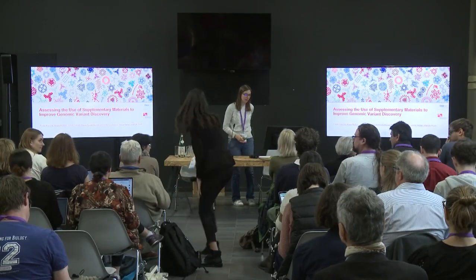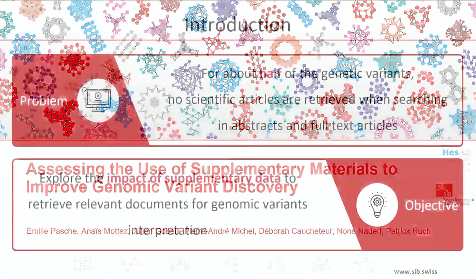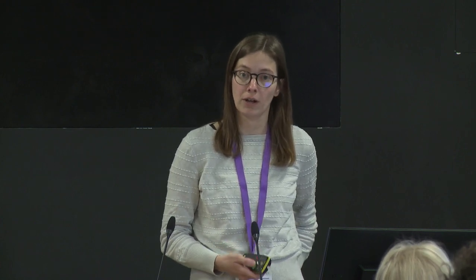So I'm going to talk about an experiment we made to assess the use of supplementary material to improve genomic variant discovery. The screening of the literature is of major importance when you want to interpret clinical variants, but for about half of the variants, you will not find anything in the literature, in the abstract or full text. One of the reasons is that the variants are not mentioned in the full text, but rather in the supplementary material that is associated with the publication.